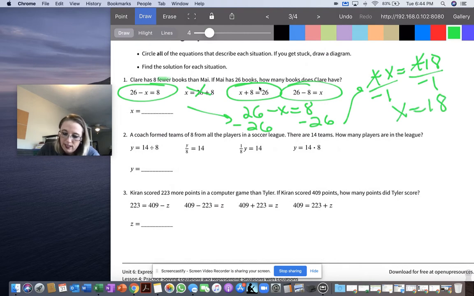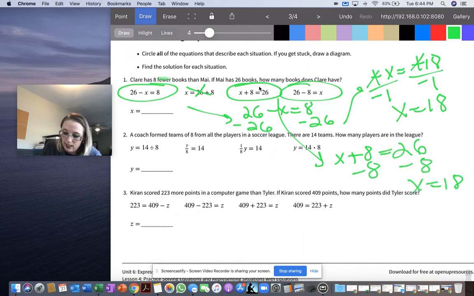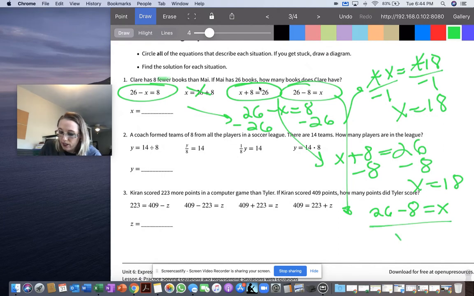Okay? Let's solve this one. X plus 8 equals 26. Okay, well, we know that it's held by addition, so you need to subtract 8. X equals 18. Okay, and our last one, 26 minus 8 equals x. Well, this is already kind of really solved for you, so all you have to do is say x equals 18. Okay?